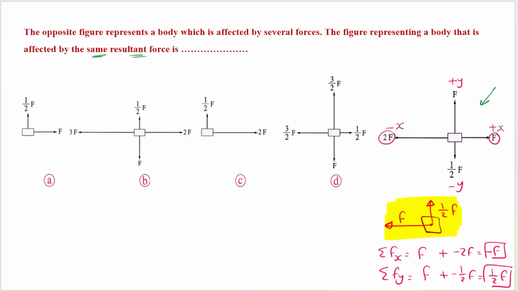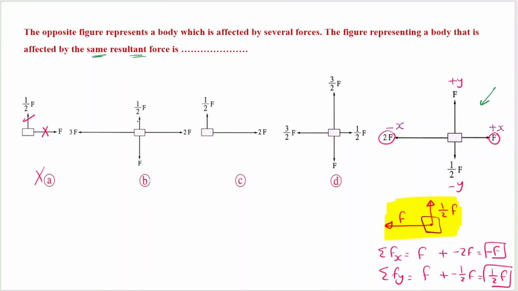We will try to see the forces which are acting on the choices. As you can see, this is half F upward, which is correct. But this is F to the right. No, it should be F to the left. So this is not correct, because for two vectors to be exactly equal, they must have the same magnitude and they must have the same direction.